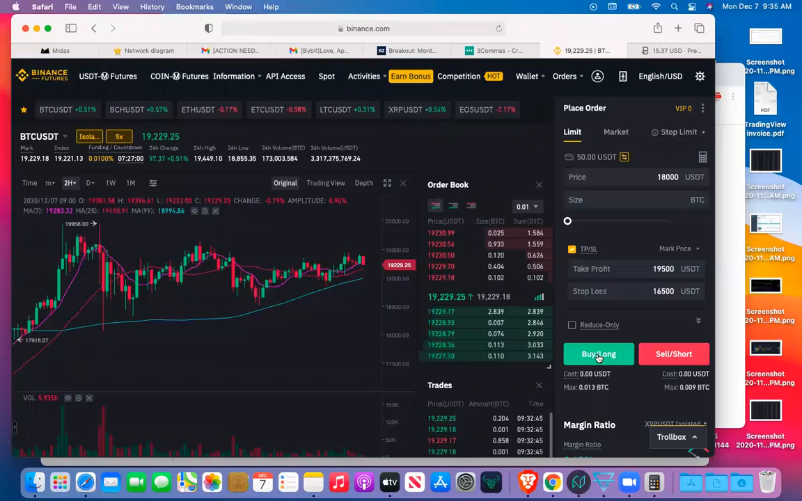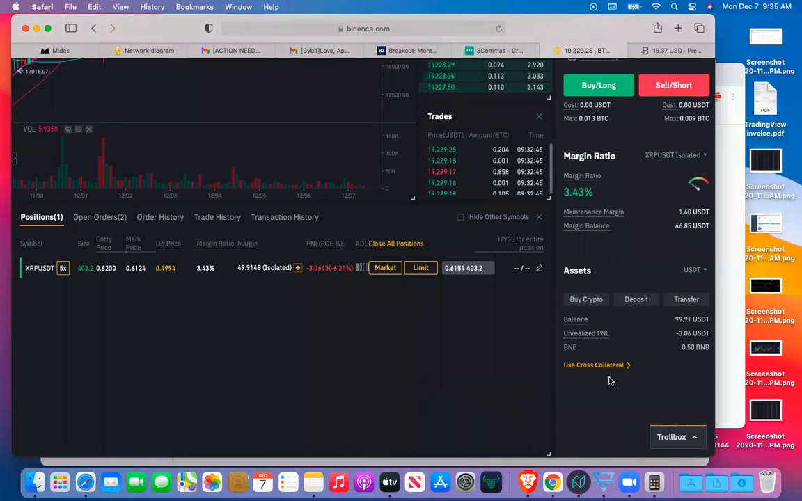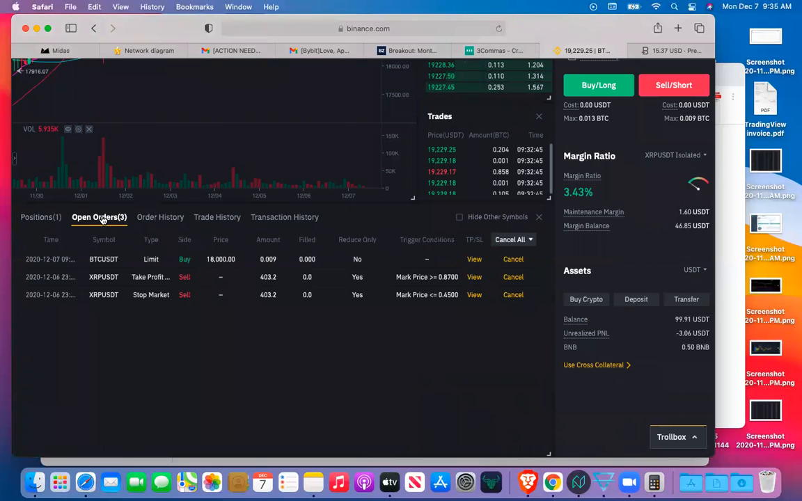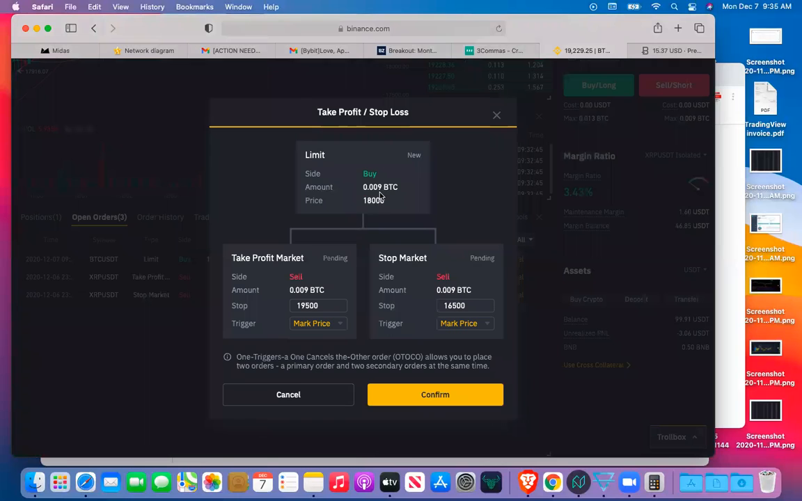You get it now? Now, it has opened the position, but where is it? It's on order. Can you see? BTC 18,000, all right? So anytime it gets to this price, that's when the market is going to trigger. So I'm checking.